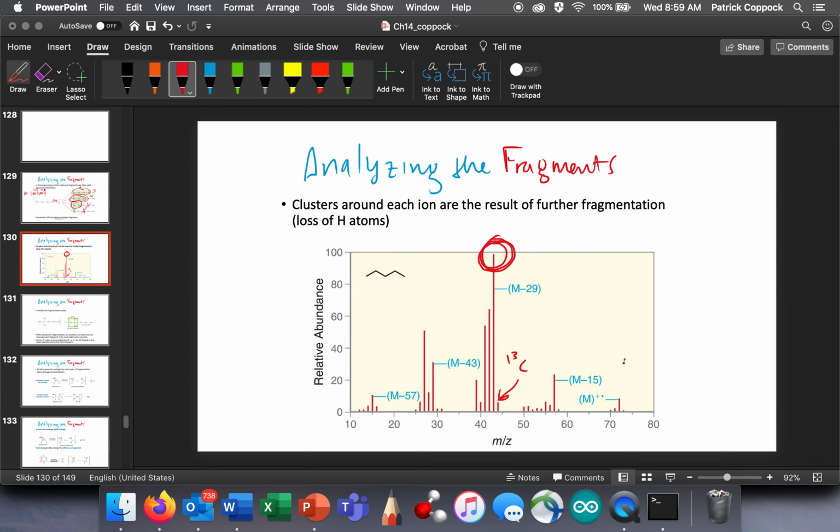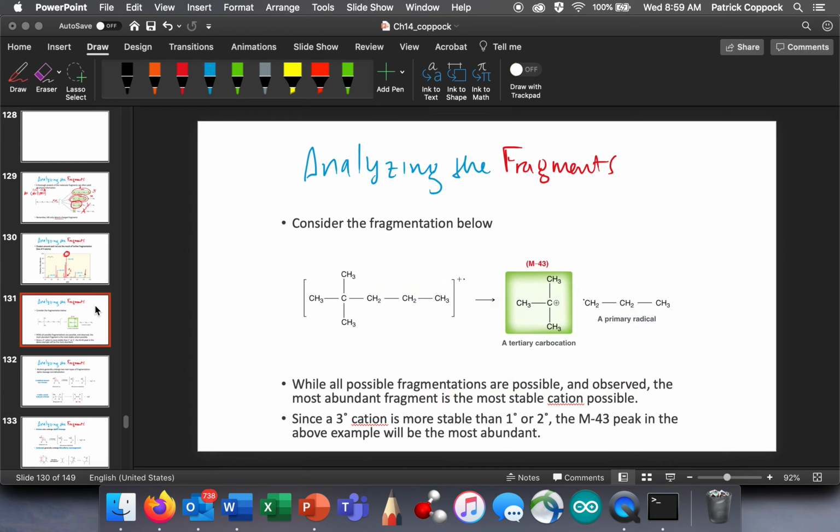And so here's the molecular ion peak. Wow, it looks like that's pretty uncommon. So it looks like pentane breaks up a lot more than benzene. Remember that one? But the base peak here is a fragment. It's the M-29, and it's the one with 3 carbons in it.